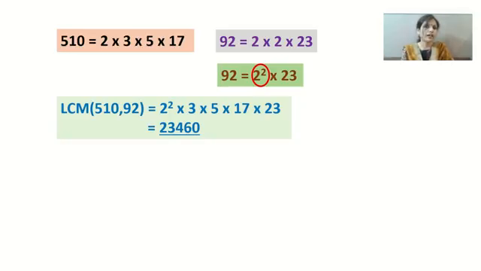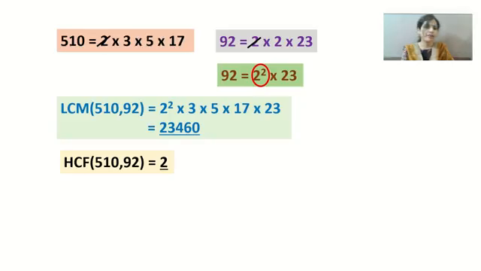You will observe that in both the factorization of 510 and 92, 2 is the factor which is common. After that, if you check, none of the factors are common. So HCF is the factor which is common in the prime factorization of both the numbers. Since 2 is common, 2 is the HCF of 510 and 92.